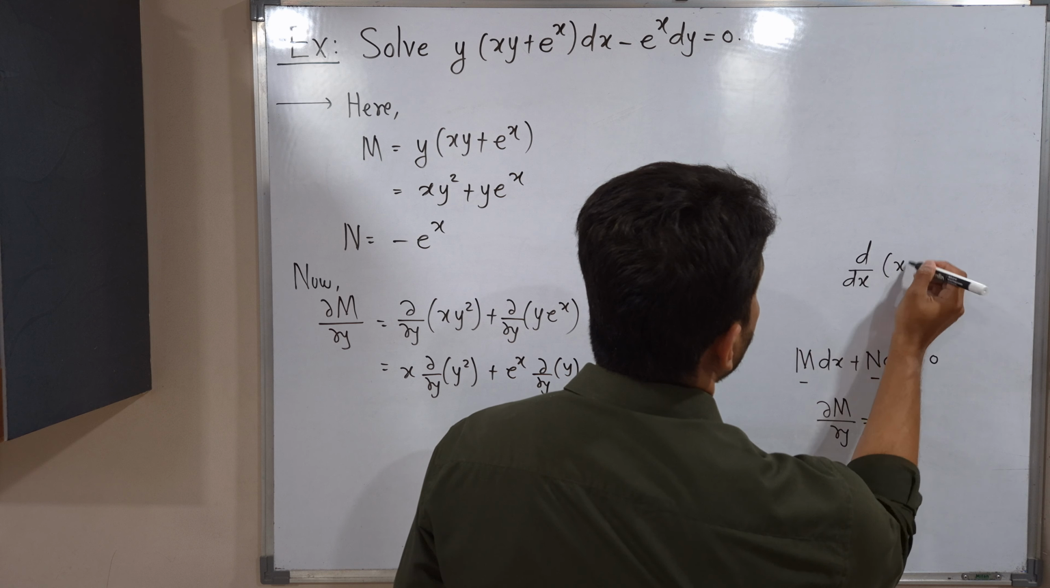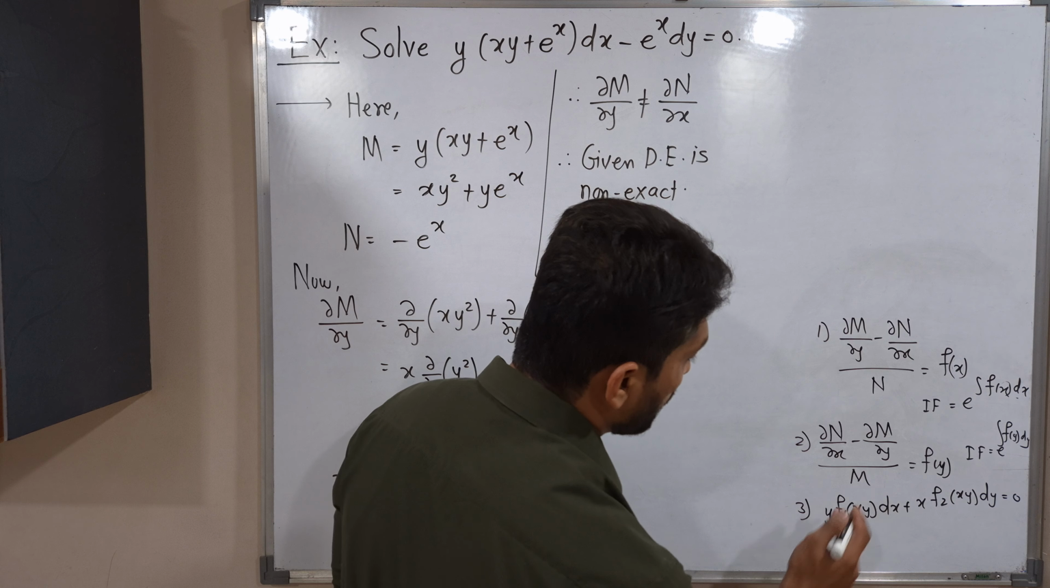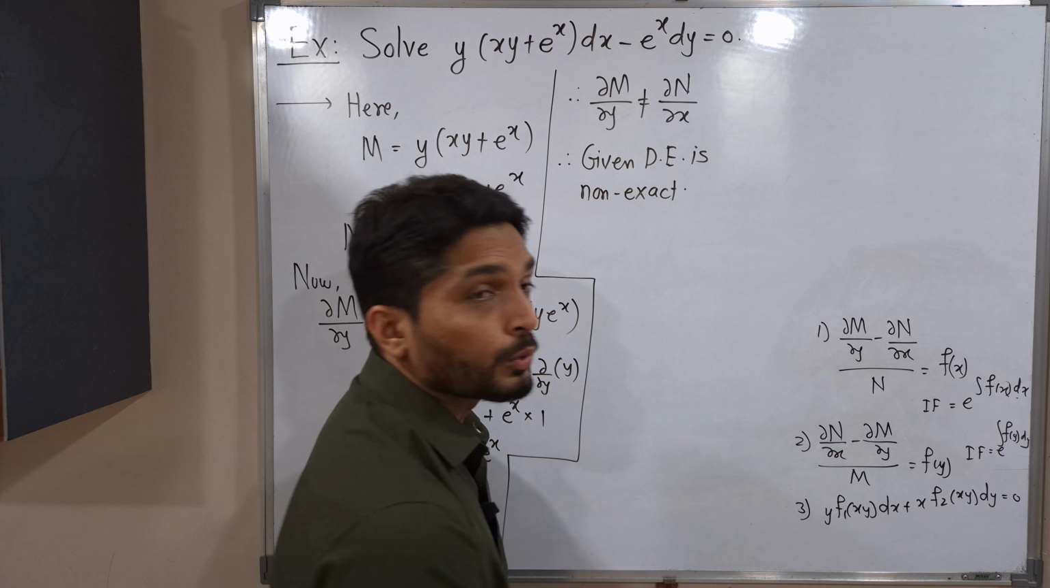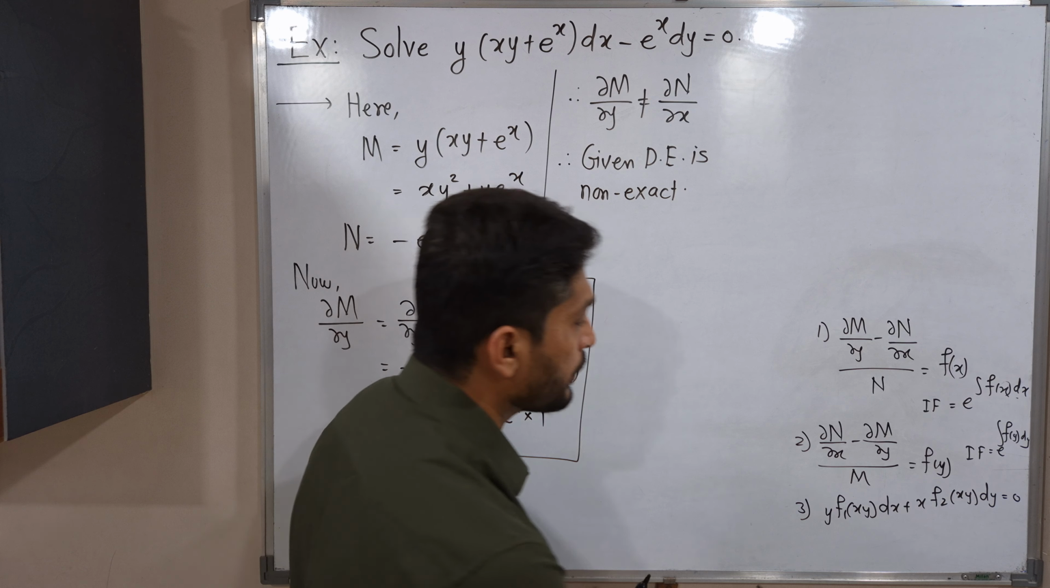Third rule, the differential equation should be in this format: y f1(xy) dx plus x f2(xy) dy. A function of xy should appear everywhere, right? So if it is in this format, then the third rule is applicable. I'm not writing the third rule right now.